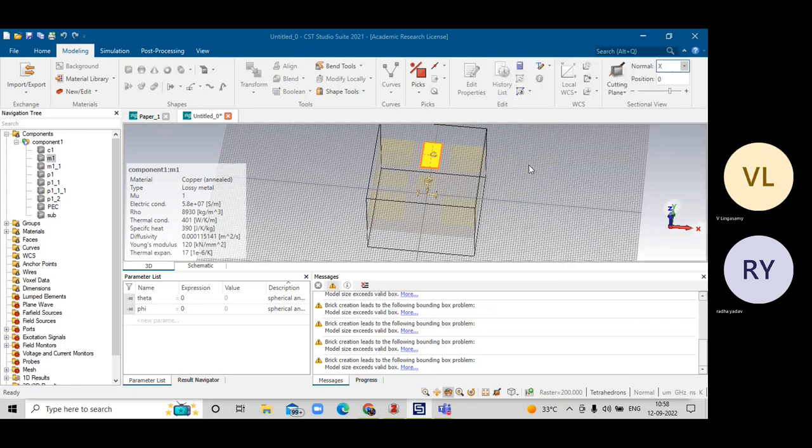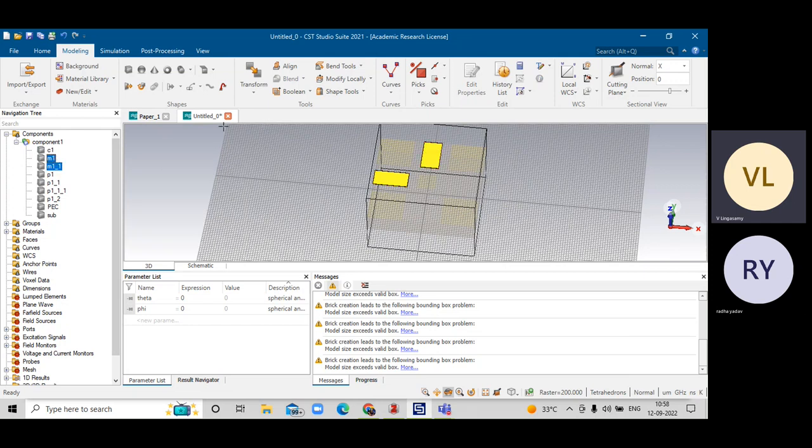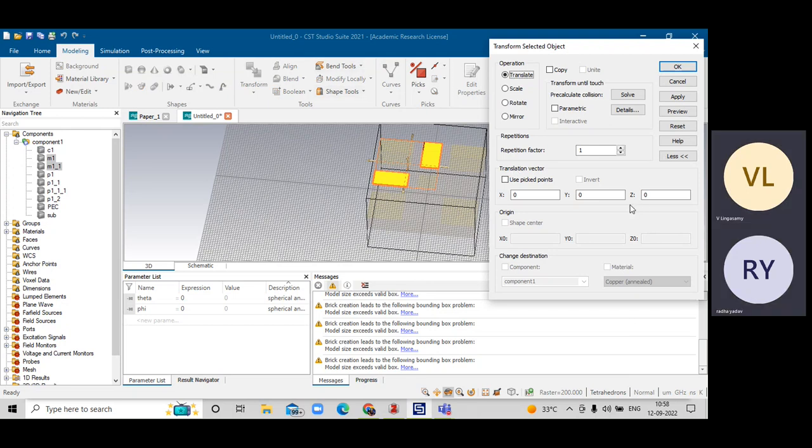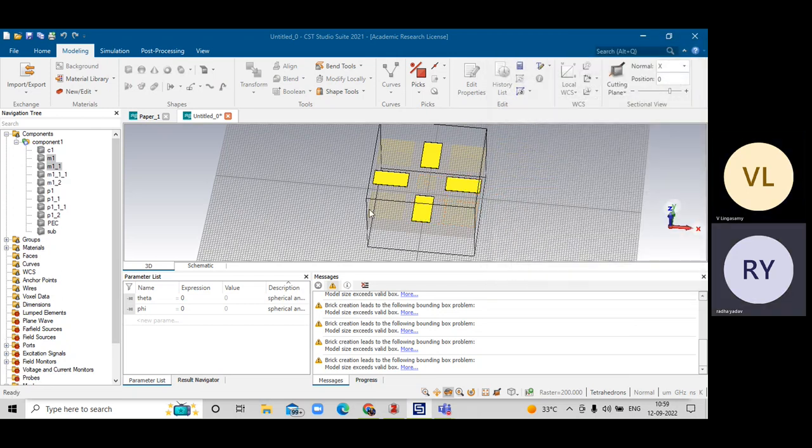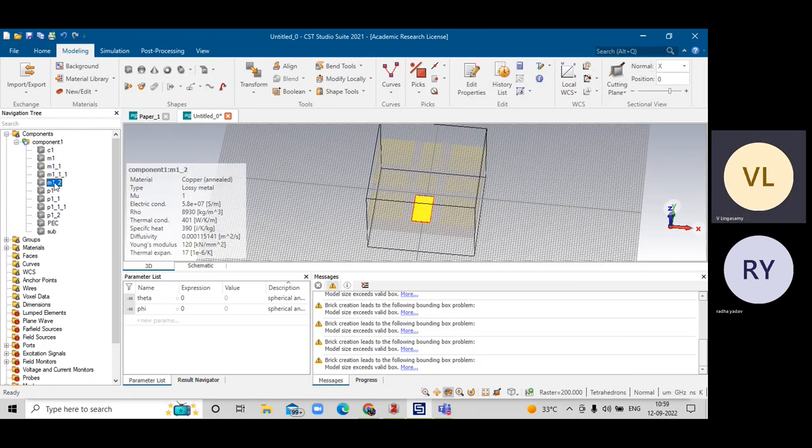Okay, cancel it. Exactly. Now you select both M1 and M1 underscore. You can just select the transform, go to transform. Now rotate. You can use 180 degree because you are going to do the mirror image, right? 180 degree. You can just copy. Copy means it will create another. Otherwise you just rotate and the same one will rotate to the other side. Preview. Okay, click OK. That's it. Your patch is done.